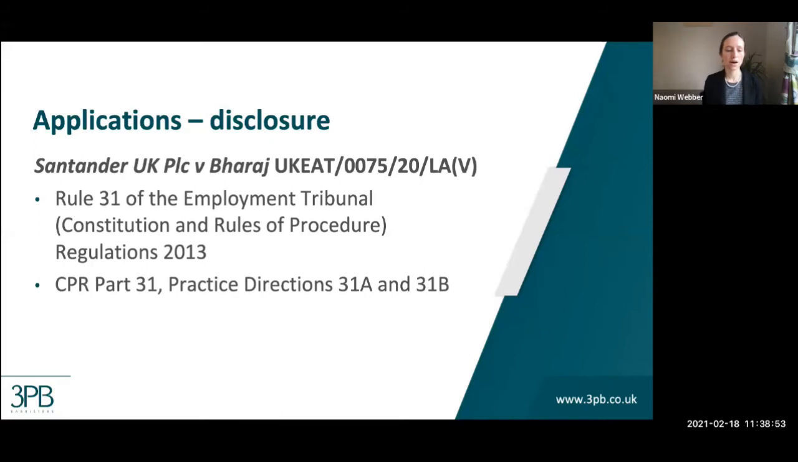Now, the CPR criteria in Rule 31.6 are as follows. Standard disclosure requires a party to disclose only the documents on which he relies, and the documents which adversely affect his own case, adversely affect another party's case, or support another party's case, and also documents which are required by a relevant practice direction.